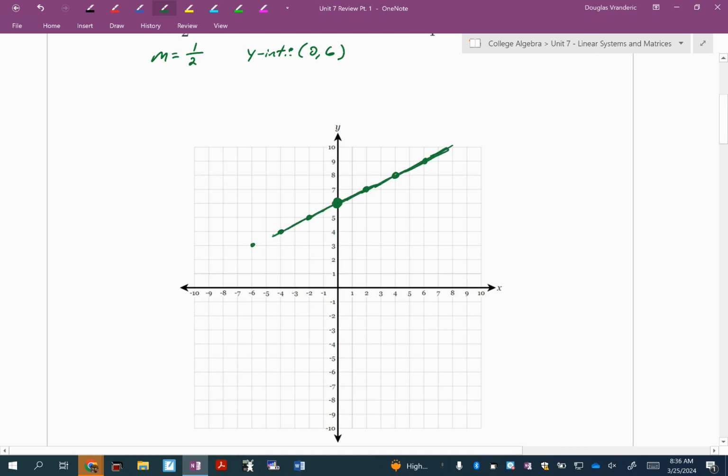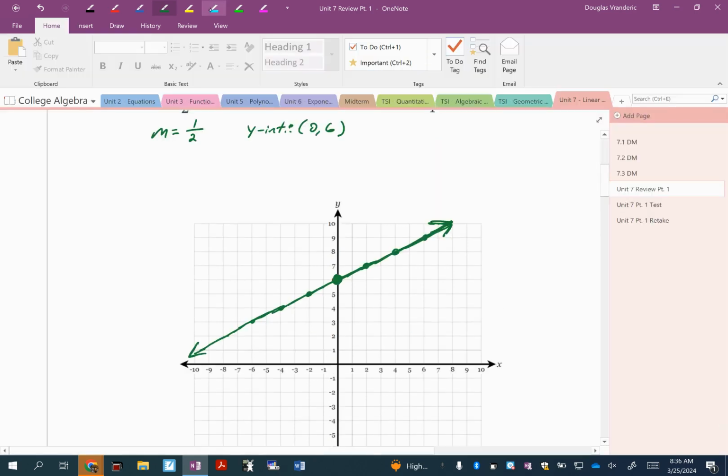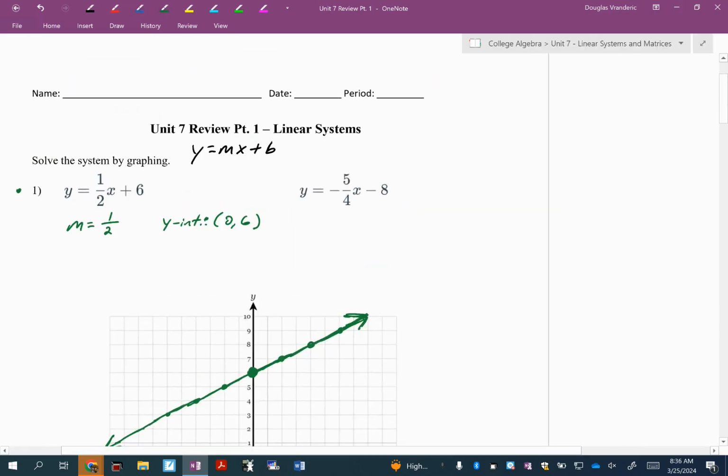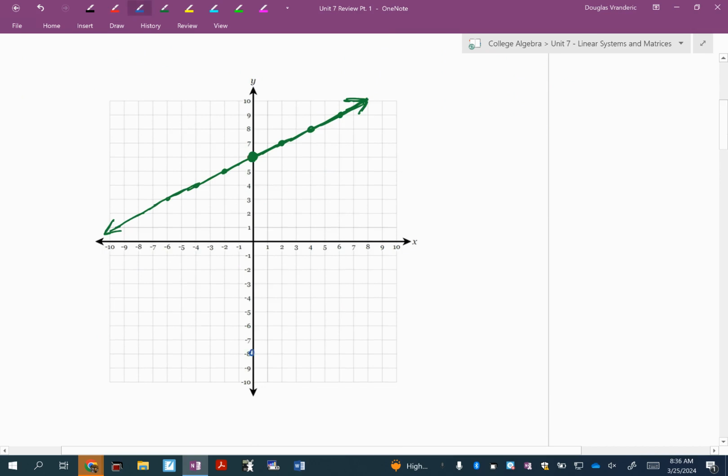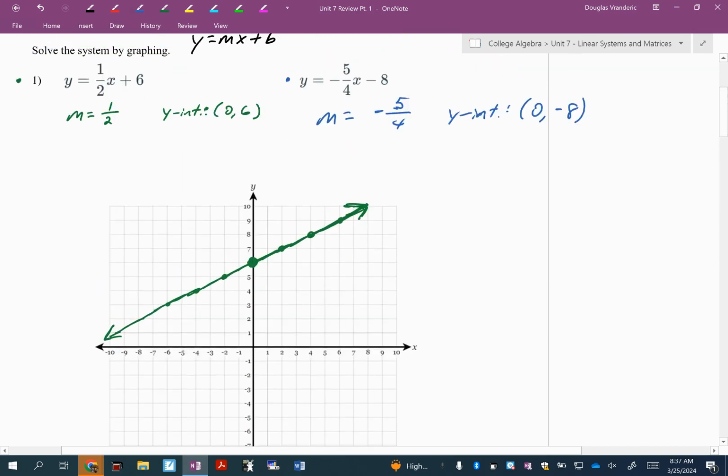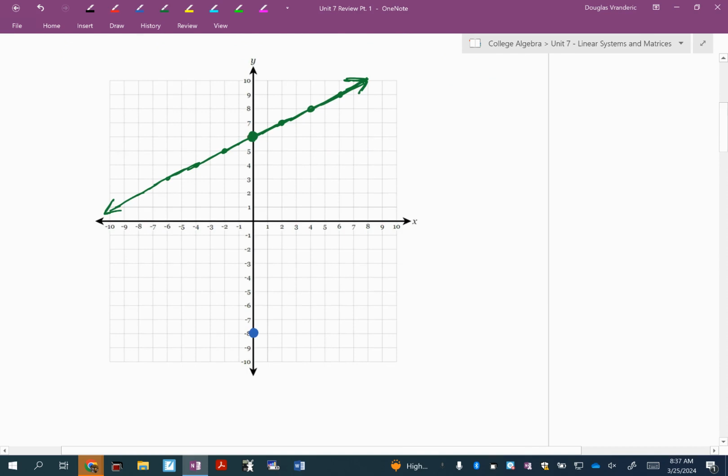And the idea here is that we're hoping to see where our intersection is between these two lines, and that will be the solution to our system. For the other one, I'll use blue. So for this one, blue, the slope is -5/4, and the y-intercept is 0, -8. So I'm going to go down to -8, plot my point. That's my y-intercept. My slope is negative, so I'm going to go up 5, but then I'm going to move left 4. So up 5, 1, 2, 3, 4, 5, and then left 4, 1, 2, 3, 4.